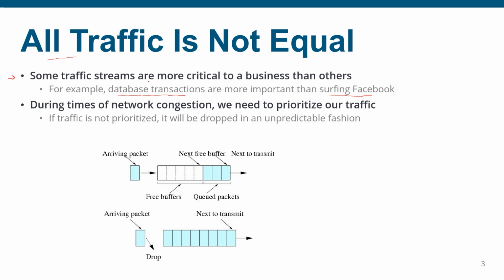Something tells me you probably care more about the database transactions than allowing your front desk person to surf Facebook, or perhaps the slacking security guard working at the branch office. During times of network congestion, we need to prioritize our traffic. If it is not prioritized in some way, it will be dropped in an unpredictable fashion.